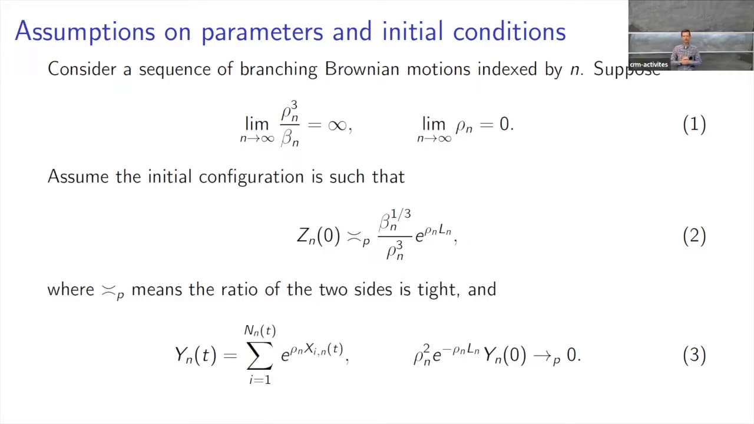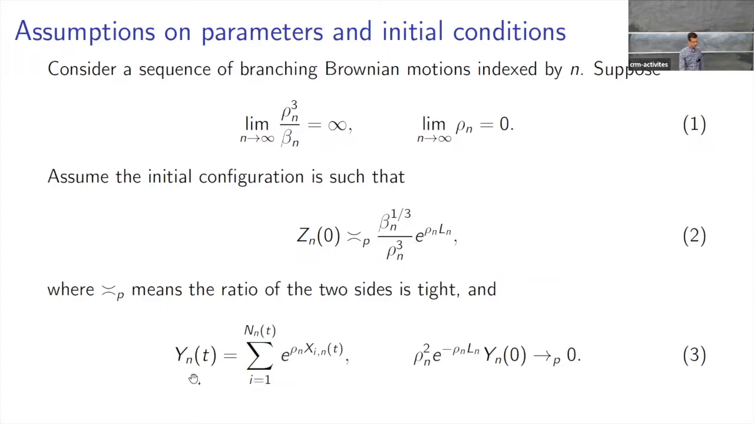Now we'll also need some assumptions on the initial configuration of particles. We'll assume that Zn of 0, that's our measure of the size of the process at time 0, is of the order beta to the 1/3 over rho cubed times e to the rho times L. That's just going to guarantee that the process is of the right size to behave in the way that we claim.